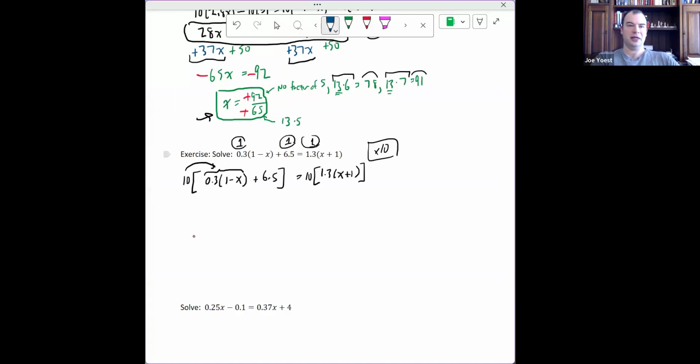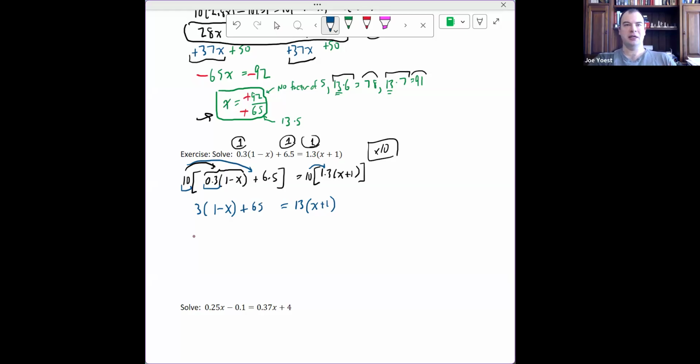Here again, we only see one decimal place anywhere, so we just need to multiply by 10. I multiply 10 into the 0.3 times 1 minus x. The 10 times 0.3 gives me a 3 times 1 minus x, plus 10 times 6.5 is plus 65, equals 10 times 1.3, which is 13, times x plus 1. So I'm combining steps a little bit more here now that we've gone through a few of these problems.